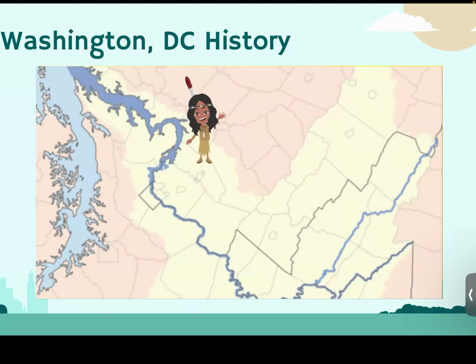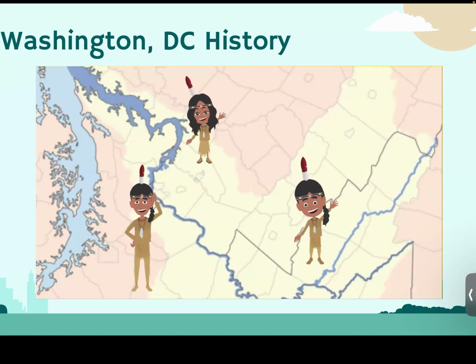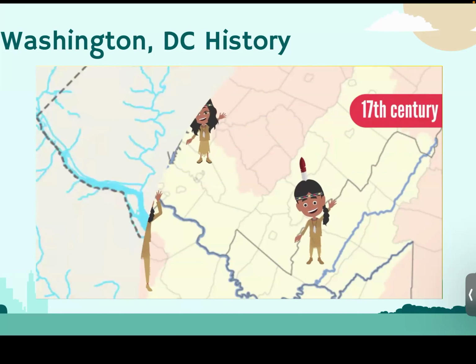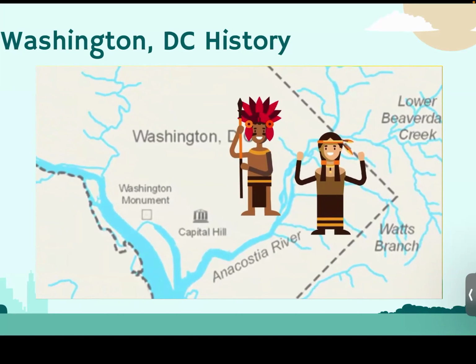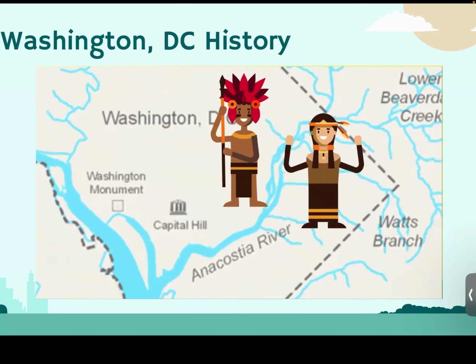Various tribes of the Algonquian-speaking Piscataway people inhabited the lands around the Potomac River when the Europeans first visited the area in the early 17th century. One group, known as the Nacotchtank, maintained settlements around the Anacostia River within the present-day District of Columbia.